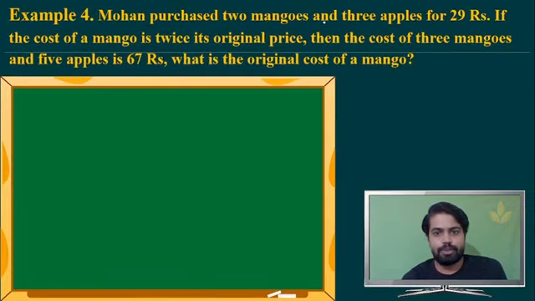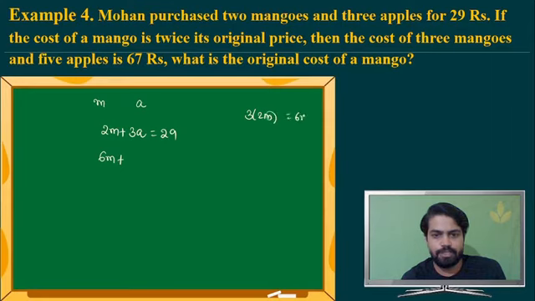Mohan purchased 2 mangoes and 3 apples for the cost of 29 rupees. So now we need to establish the variable, as it's a word problem. Let us assume the cost of 1 mango is m, the cost of 1 apple is a. So he purchased 2 mangoes and 3 apples for 29 rupees. If the cost of a mango is twice its original price, initially we took it as m, now it is going to be 2m, and then the cost of 3 mangoes will be 3 into 2m, which I directly write as 6m, avoiding one more step. And then the cost of 5 apples is equal to 67 rupees.